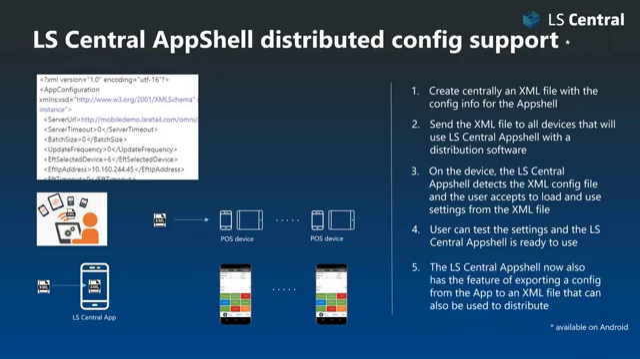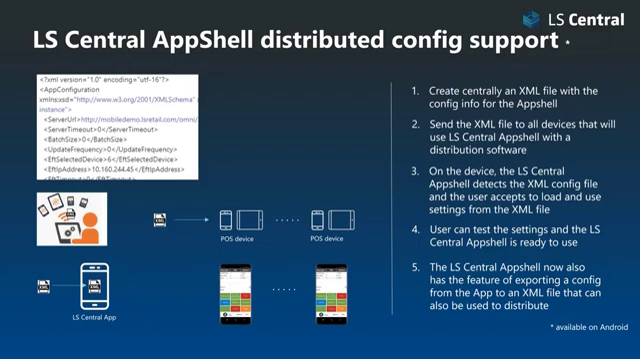Now the LS Central app shell also has the feature of exporting a config from the app, and the thought behind this is that when you're creating the XML file, it can be very handy to start with one mobile device, setting up the config as you like it, and then simply export that to a file that can be used to distribute.